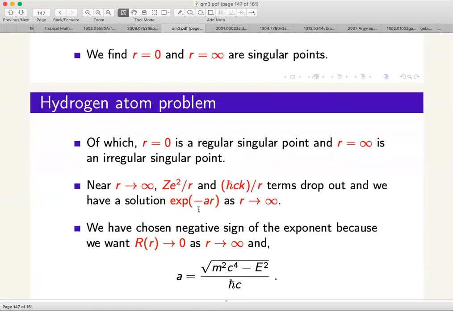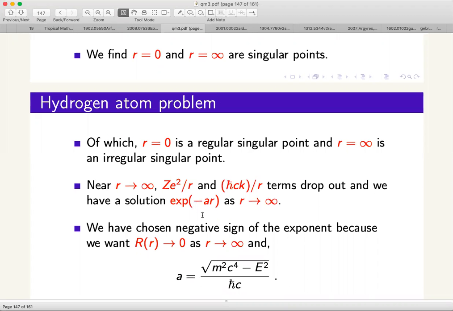Of course, we are doing quantum mechanics and we want square integrable wave functions. So we reject e to the plus ar. That is done by demanding physics. Maths doesn't tell you. So you choose that. But you notice that as r goes to infinity, not only would this function vanish, but any derivative of this function would vanish. So therefore you would say that your solution has essential singularity at r equals infinity.